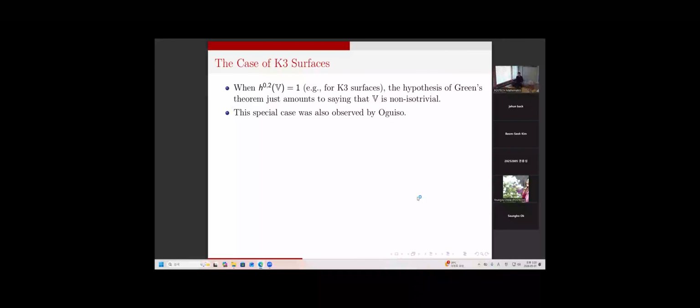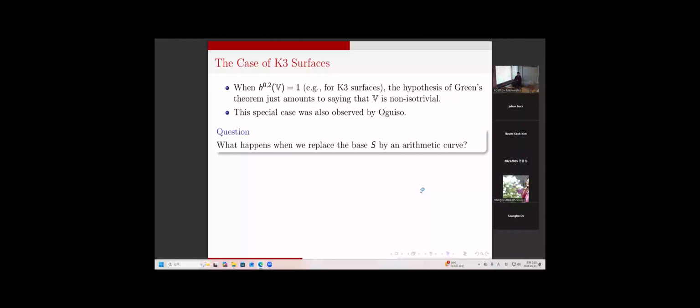So this special case about K3 surfaces was also observed by Okuyama. Okay, so now let's ask the following question. What happens if we replace the base S by an arithmetic curve? Before, S was some complex variety, and in the case for K3s, you can take S to be a complex curve. But now we want to consider an arithmetic curve.